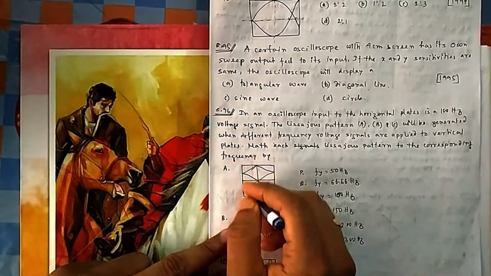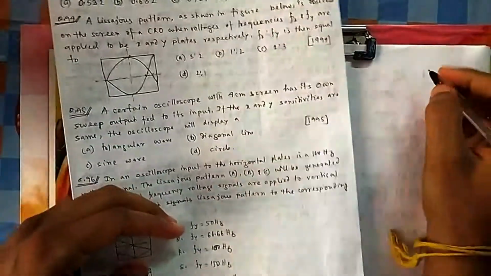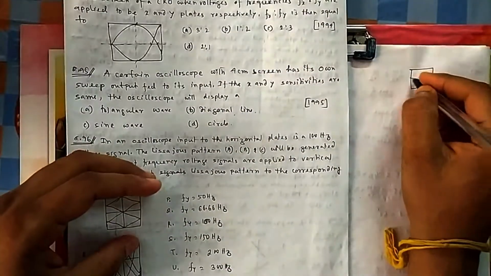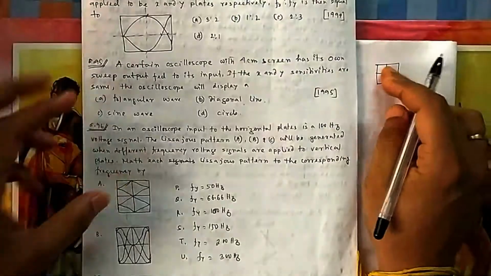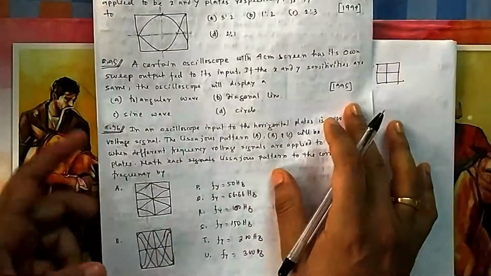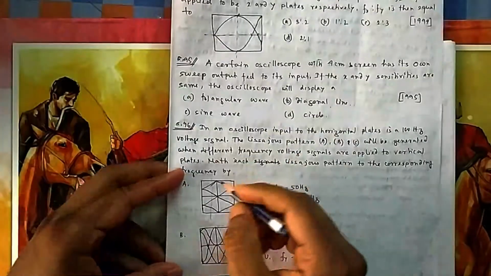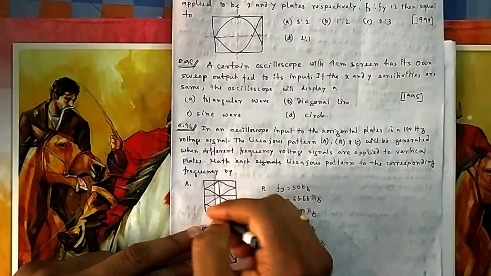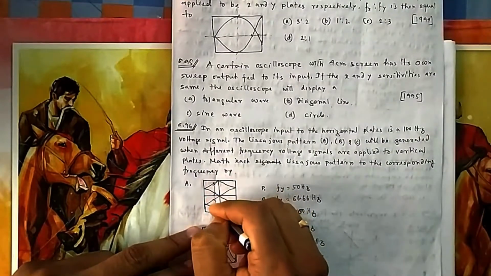How many cuts? Don't go by these lines, these are the oscilloscope's CRO's internal frame. Don't consider these as your signal. Your signal is this one. So you can see 1, 2, 3, 4. So there are 4 cuts.